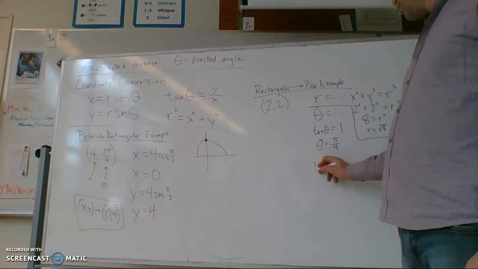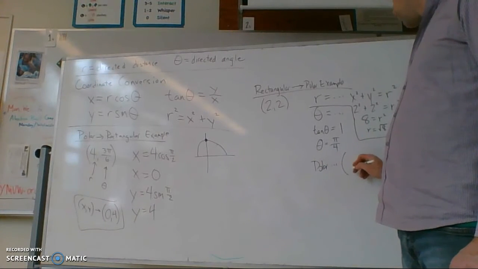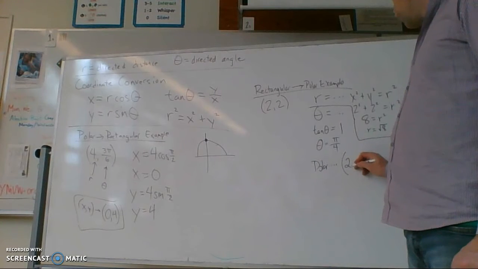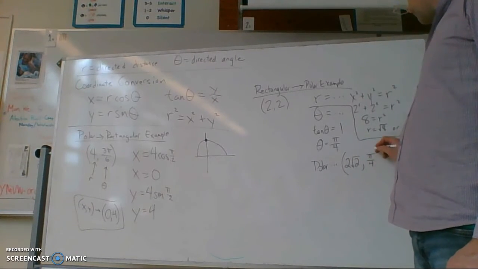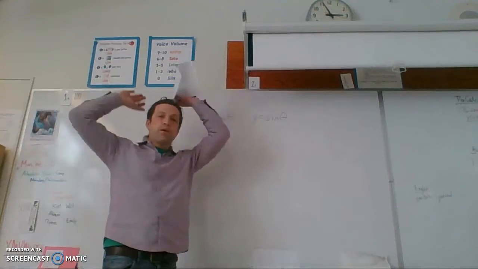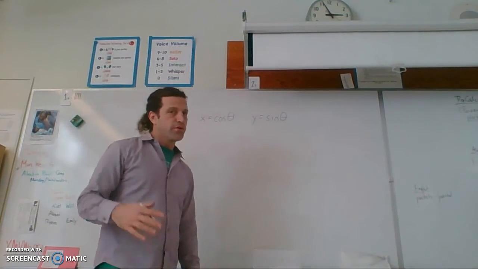And so the polar coordinate is 2 root 2, comma, pi over 4. Okay, well perhaps that brings us back to 9.5 because we took a little into 9.6.